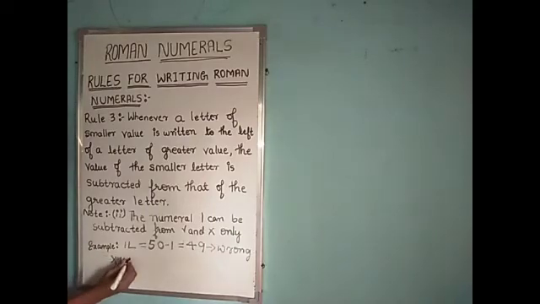If we take XLIX, here L is a letter of greater value and X is a letter of smaller value. The letter of smaller value is written to the left side of the letter of greater value. So what do we have to do? We have to subtract the letter of smaller value from the letter of greater value. The numeric value of L is 50 and the numeric value of X is 10. So we have to subtract 10 from 50.